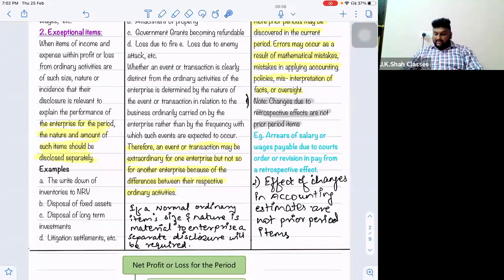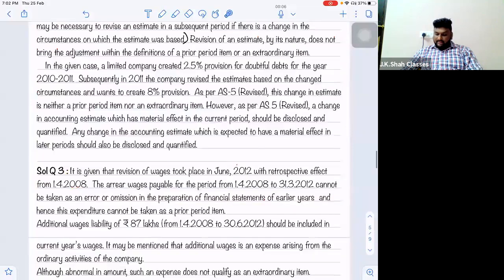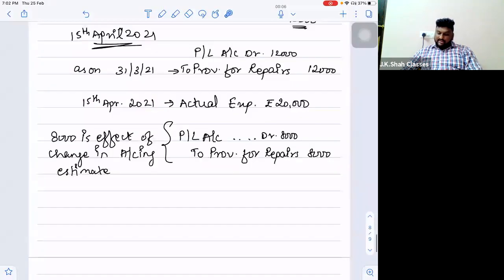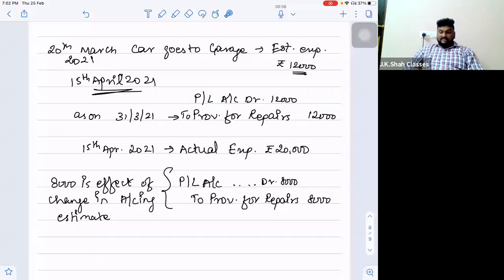Right. So again, I'm going back to my example. So here I'll repeat my example again. Sir, when you gave your car into the garage, your estimation was 12,000 rupees. So as on 31st March 2021, you created a provision. Now, creating a provision is nothing but on estimation basis only. Provisions are always recorded on estimation, because the definition of provision is that the liability is certain, but the amount is uncertain.